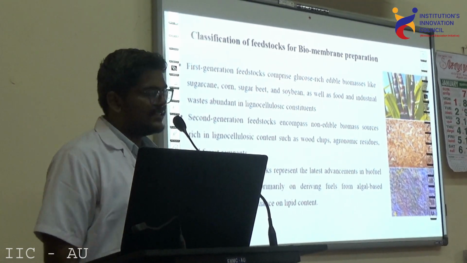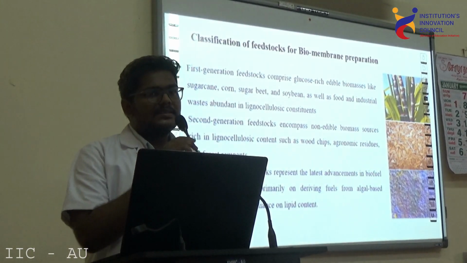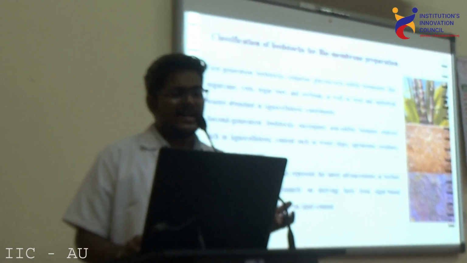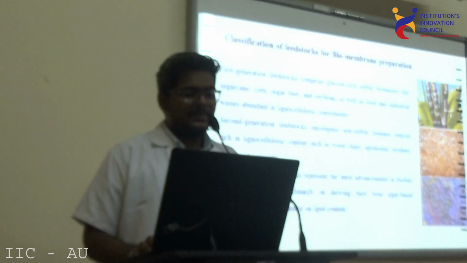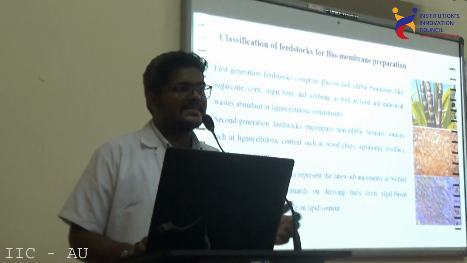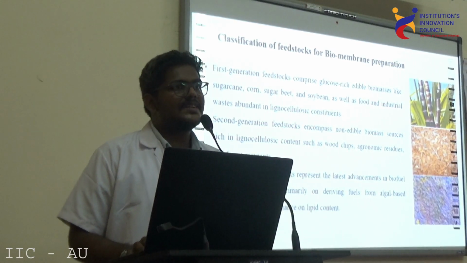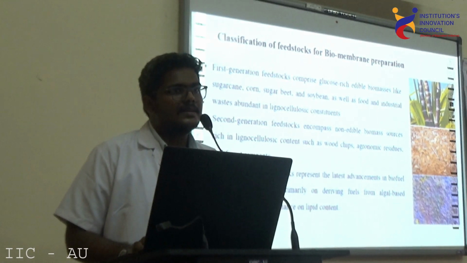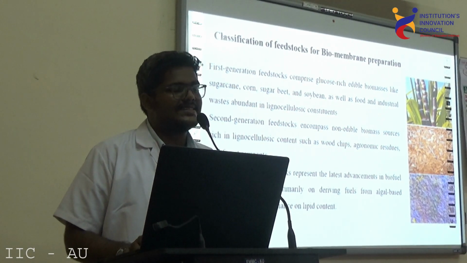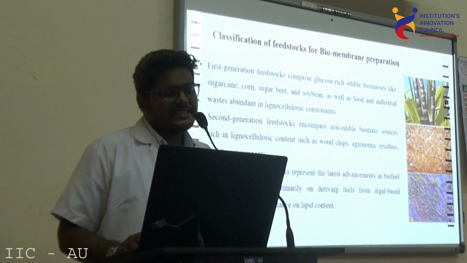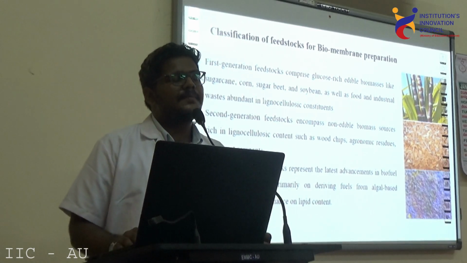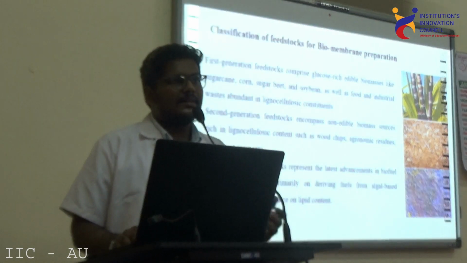Here the first generation feedstock contains cellulosic materials, cellulose-rich material, such as sugarcane bagasse, sugar beet, soya bean, and other agricultural waste. In second generation feedstock, we have biomass which is enriched with lignocellulose. So we have woody biomasses such as wood chips and forest biomass, etc. These second generation biomasses can be used for biofuel production such as biobutanol, bioethanol, etc.